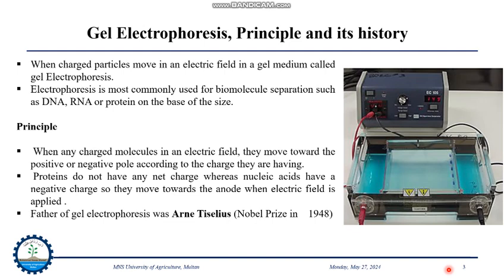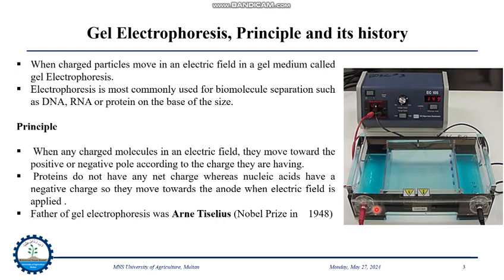Electrophoresis, when charged particles move in an electric field in a gel medium, is called gel electrophoresis. It is most commonly used for biomolecule separation such as DNA, RNA, or protein on the basis of their size. The setup includes a current supply, anode, cathode, gel, casting tray, porous gels and buffer solutions. The principle: when any charged molecule is in an electric field, it moves toward the positive or negative pole according to the charge it has.